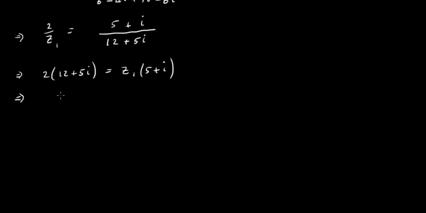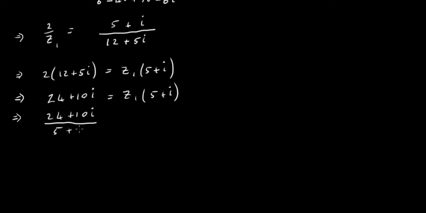Okay, so let's multiply this out. So we've got 2 12s, 24, plus 10i here. And on the right hand side we've got Z1 times 5 plus i. Now I'm going to divide across. Remember, we want Z1 on its own, so I'm going to take this 24 plus 10i, divide by 5 plus i, divide this side by 5 plus i, and we've got the Z1. So this is our answer here. However, it's not in the form that they wanted. They wanted in the form a plus bi.